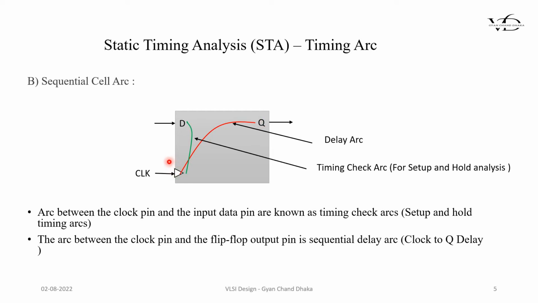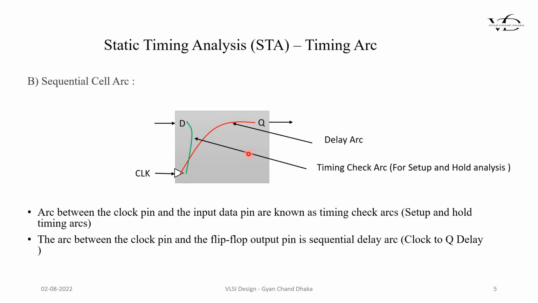For example, this is a rising edge clock. Whenever the clock tick happens and the input data reaches the Q, the delay between the rising edge and the data available at the Q output is one type of timing arc, which we call a delay arc in the sequential cell arc.